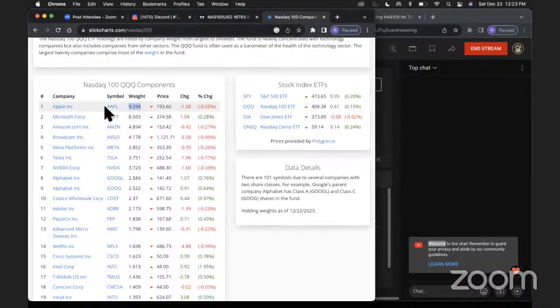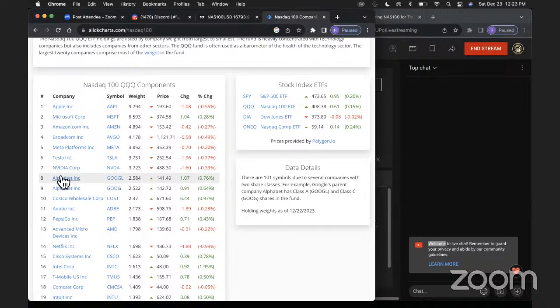So 9.2 means that Apple makes up about 9.2, almost 10% of the entire NAS100 index is just one stock. There's 100 names, but 10% of the index is in just one stock. Now we go through Microsoft, Amazon, Broadcom, Meta, Tesla, NVIDIA.